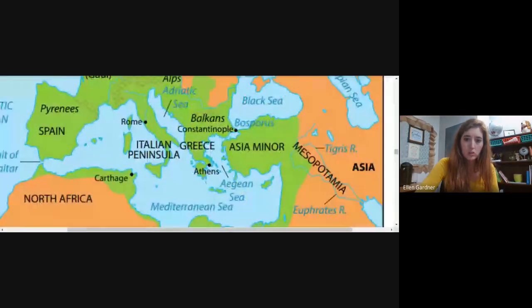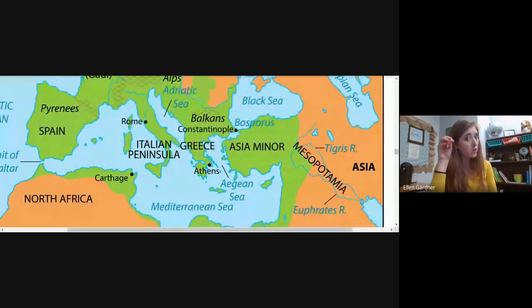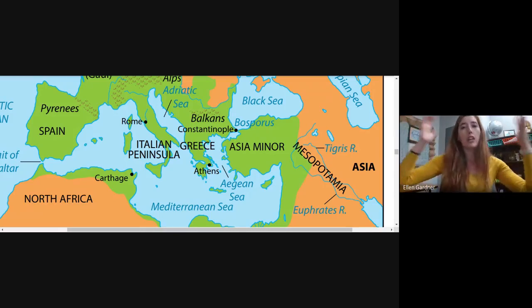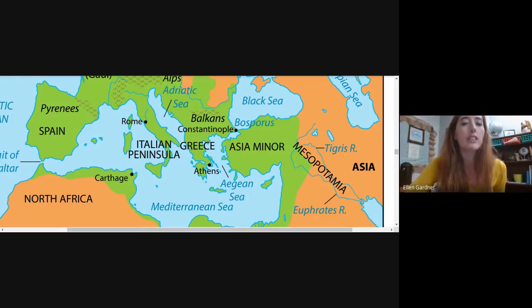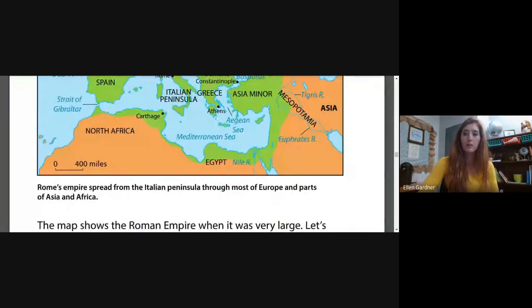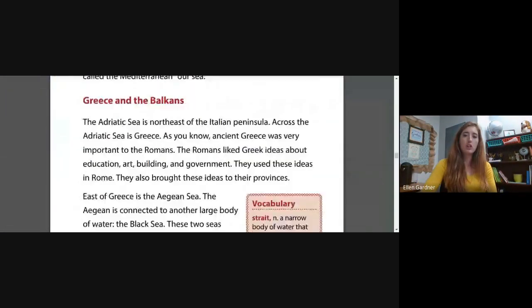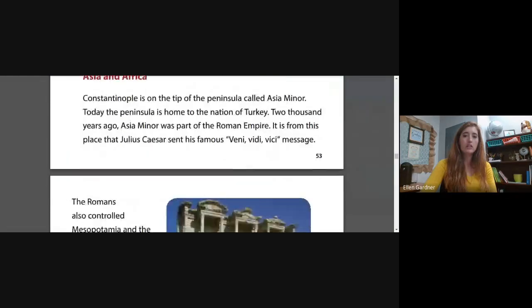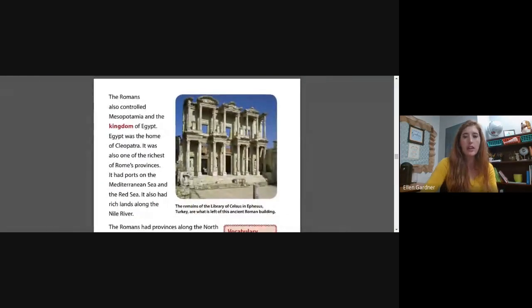So here is Asia Minor. Constantinople is right here. We're going to hear a lot more about this. This is going to be significant later in the Roman Empire's history. So this is where Julius Caesar came in and conquered and said that famous line. I'm speaking a lot today. Sorry about that. Okay, so that's Asia, and let's take a look at Africa next.